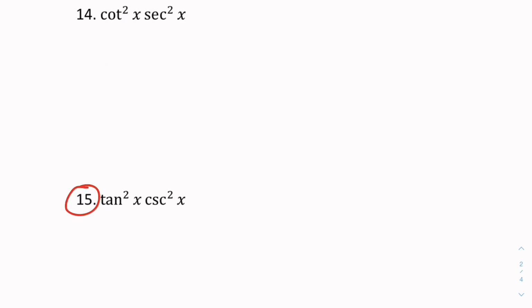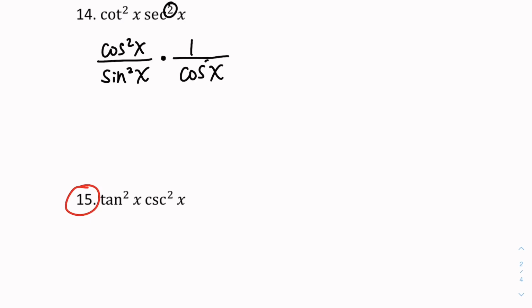So let's rewrite this as cosine squared x over sine squared x instead. Times. Now secant is the reciprocal of cosine, so I'm going to write 1 over cosine x. But notice we have a squared, so our cosine needs to be squared as well. Like that. In the same way, here we had a squared on our cotangent, so we had cosine and sine being squared. Okay. Cosine squareds will cancel.